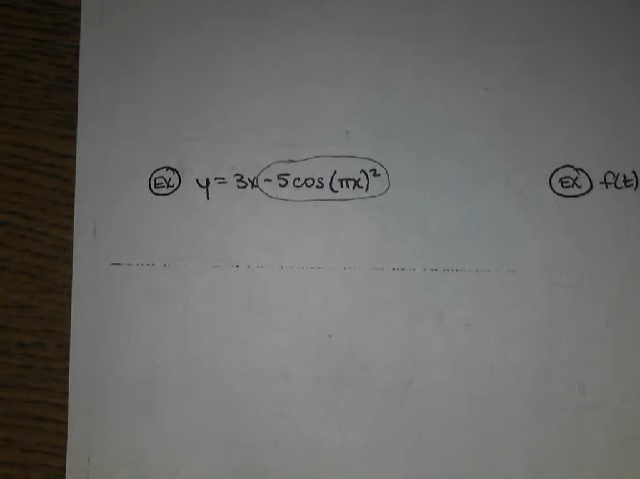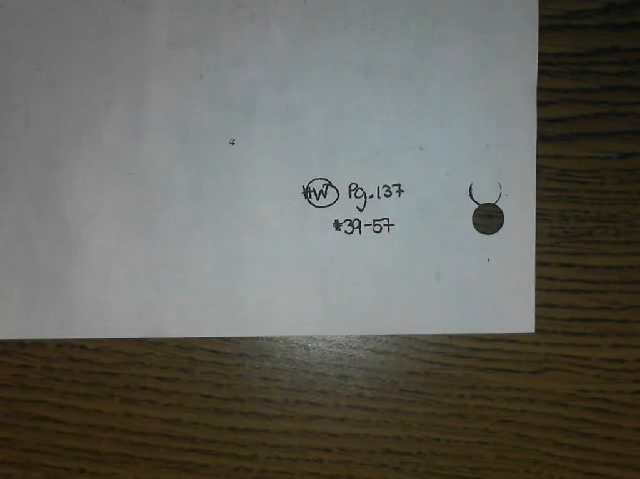So your homework there at the bottom? Odds. Yep, page 137, 39 to 57 odds. It's 10 problems.